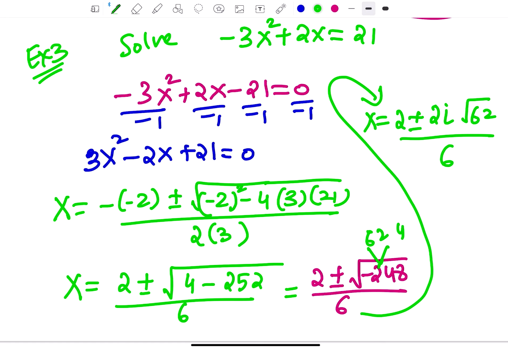And now we can go ahead and factor a 2 out from the numerator and cancel with the 3 in the denominator. And we would be left with x equals 1 plus minus i root 62 divided by 3. And that's going to be our solution for this quadratic equation. We have two imaginary solutions in this case.